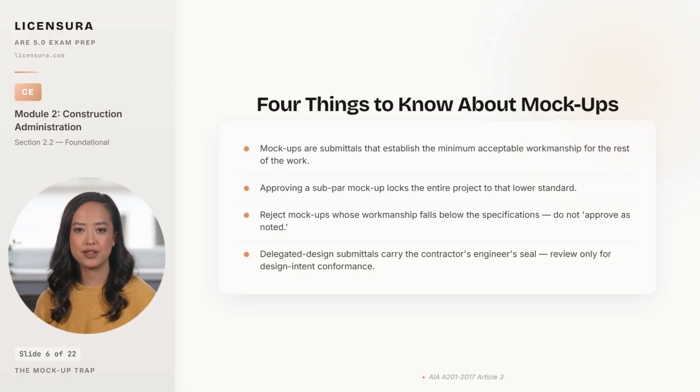Reject mock-ups whose workmanship falls below the specifications. Do not soften the rejection by writing "approved as noted." That locks in the deficiency. And on delegated design submittals, the contractor's engineer holds the seal, which means you are reviewing only for conformance with the performance criteria you wrote. The engineering itself is not yours to second guess, and the liability for it stays with the engineer who sealed it. Pulling the submittal universe together leaves you with one rule that prevents most of the lawsuits in this domain.